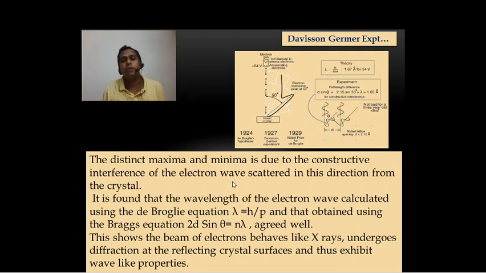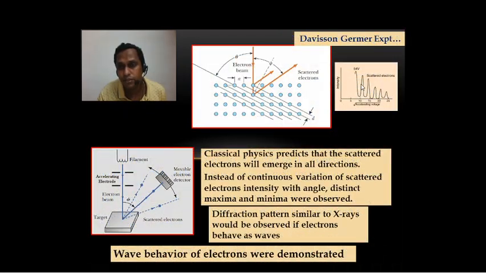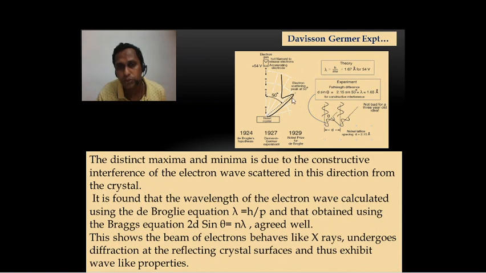The distinct maxima and minima in this type of graph are due to the constructive and destructive interference of electron waves scattered in this direction from the nickel crystal.